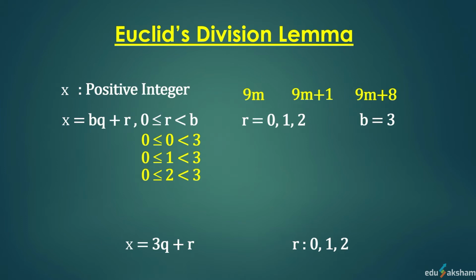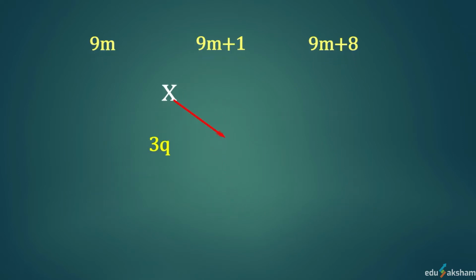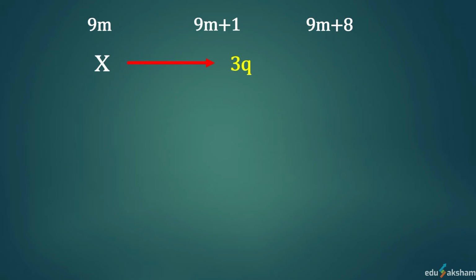This is because any positive integer can be represented in the form 3q plus r. Now let us take the three possibilities of x, which are 3q, 3q plus 1 and 3q plus 2. We must show that these three values of x can give a cube which is either of the form 9m, 9m plus 1 or 9m plus 8. We will take the first possibility of x, which is 3q. Since we need to find the cube of the positive integer x, we will take a cube on both sides of the equation, which gives us 3q whole cube.